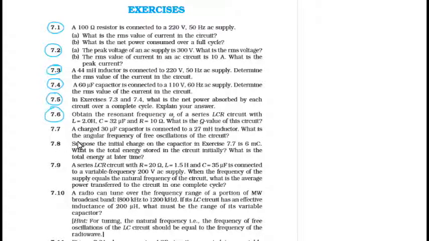Our next sum is 7.7. A charged 30 microfarad capacitor is connected to a 27 mH inductor. What is the angular frequency of free oscillation of the circuit? Let us see the solution.